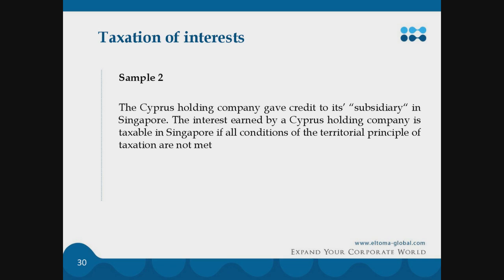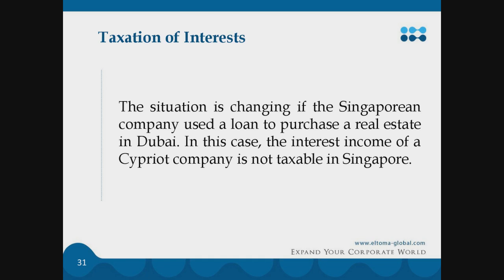In another sample, we have a Cyprus holding company, which has a subsidiary in Singapore and gave a credit to this subsidiary. The interest earned by a Cyprus holding company will be taxable in Singapore if not all conditions of the territorial principle of taxation are met. That means that in Cyprus, the corporate tax rate is 12.5%. And in Singapore, the main rule is not less than 15%. So the interest will be taxable in Singapore. But the situation changes if the Singaporean company used a loan to purchase real estate in Dubai. In this case, the interest income of a Cypriot company won't be taxable in Singapore.